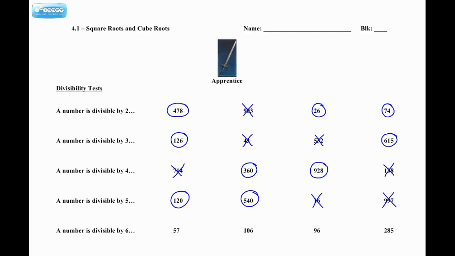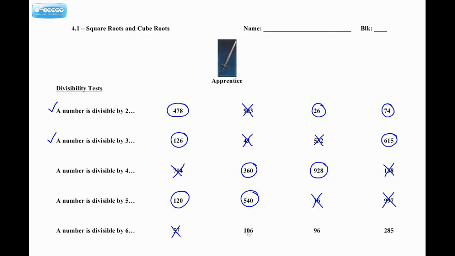When is a number divisible by 6? All you have to do is check to see if it's divisible by 2 and 3. So 2 and 3 both have to work. If only one of them works, it does not work for 6. So 57: I know that's not divisible by 6 because it is not even. Therefore, it is not divisible by 2. So that's out.